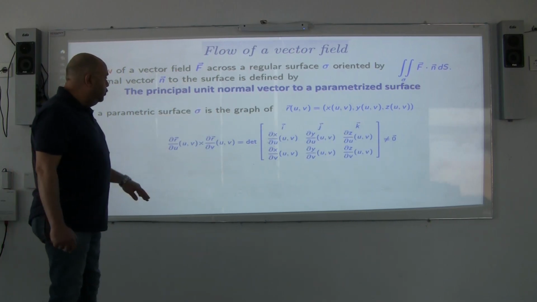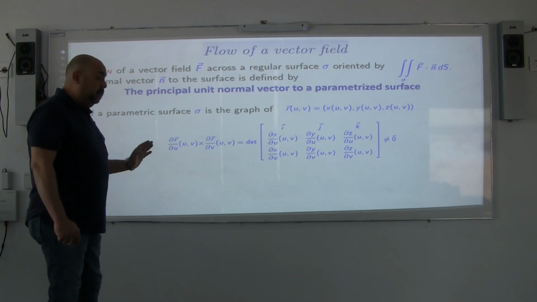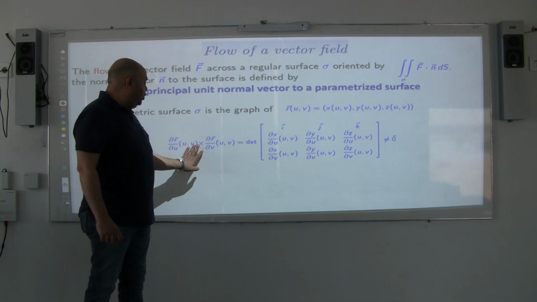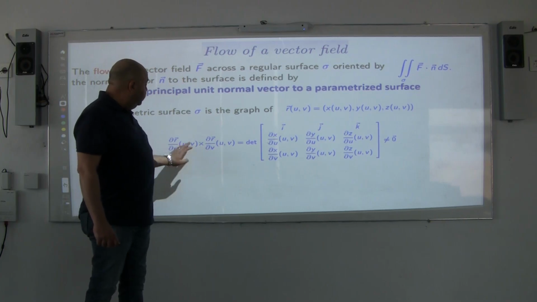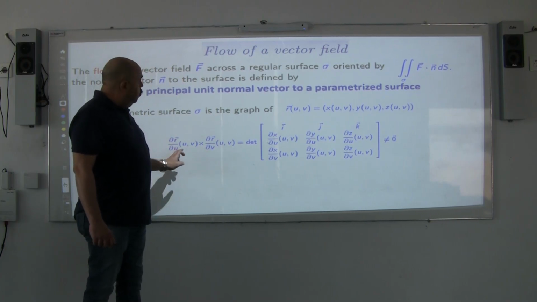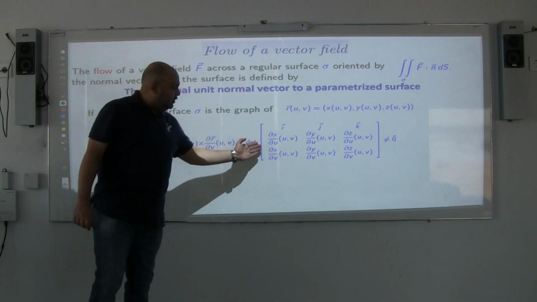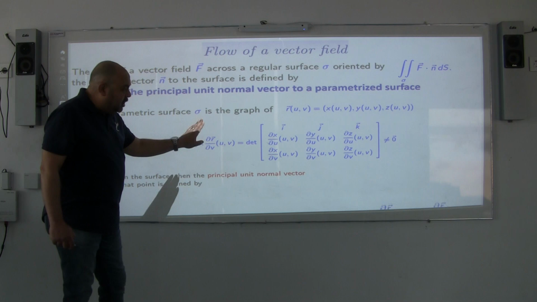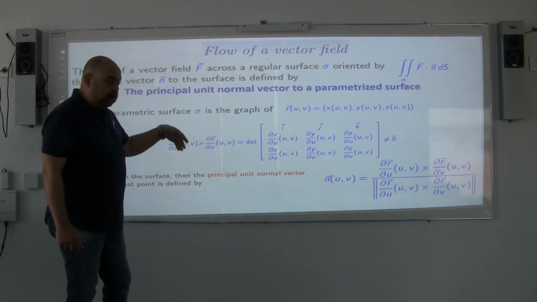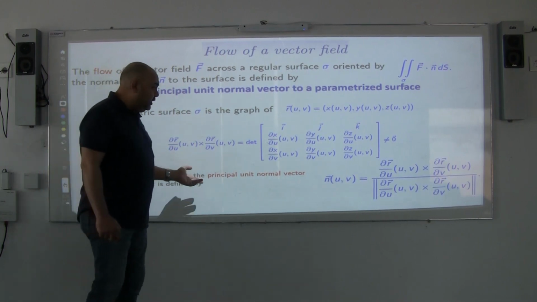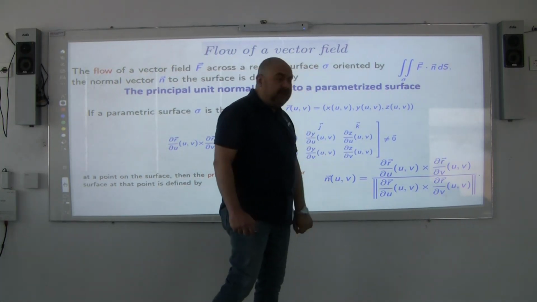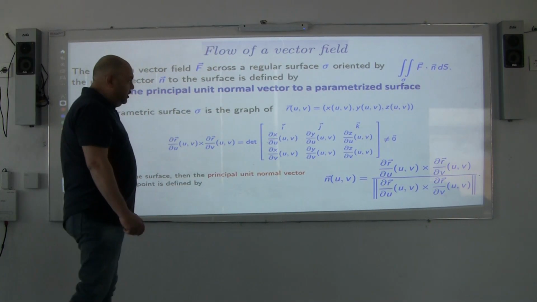So all I have to do, as we saw in the previous slide, is make the cross multiplication of the partial derivatives of R with respect to U and R with respect to V, as you can see. Then I will be able to get the unit vector perpendicular to this surface, which is simply the cross multiplication divided by the magnitude of this vector.